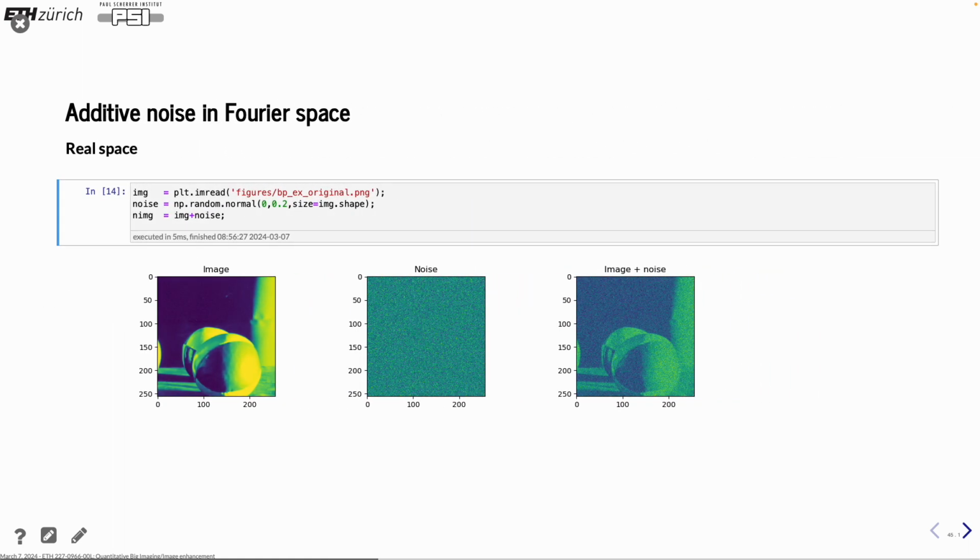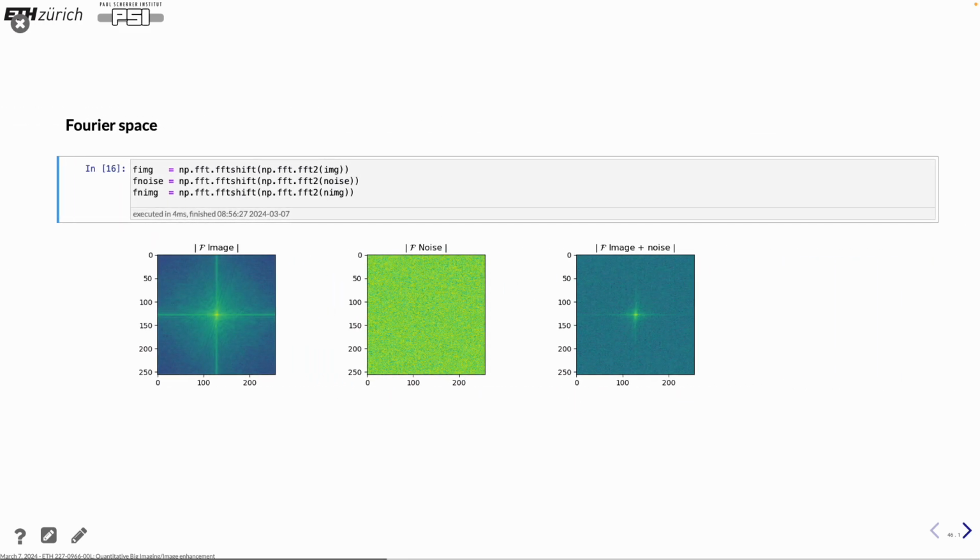So let's look at some images. We have this picture of some juggling balls, and we add noise to it. So this is the noisy image that we want to look at. And looking at the Fourier transform of these images, you can see here that we can use NumPy. There is a sub-package called FFT, and there you use FFT2 for the two-dimensional Fourier transform.